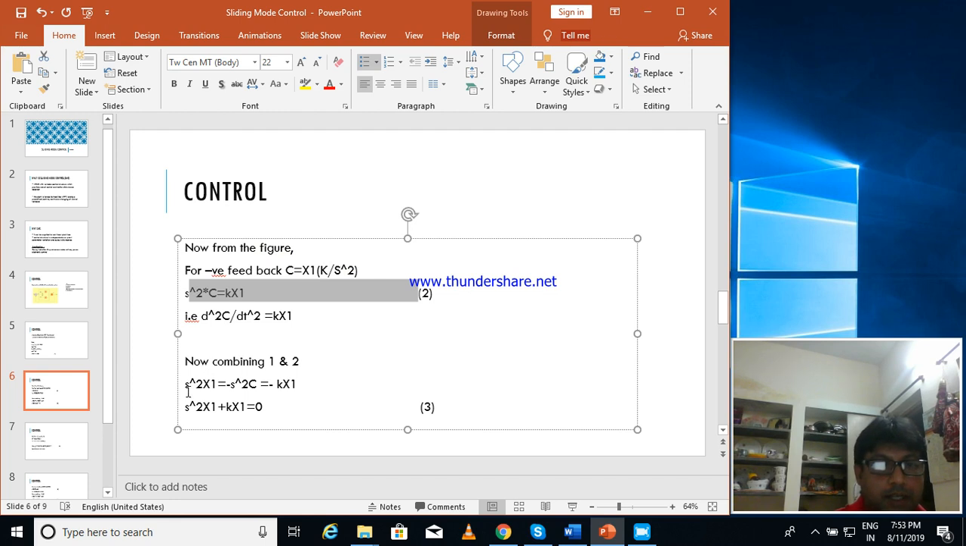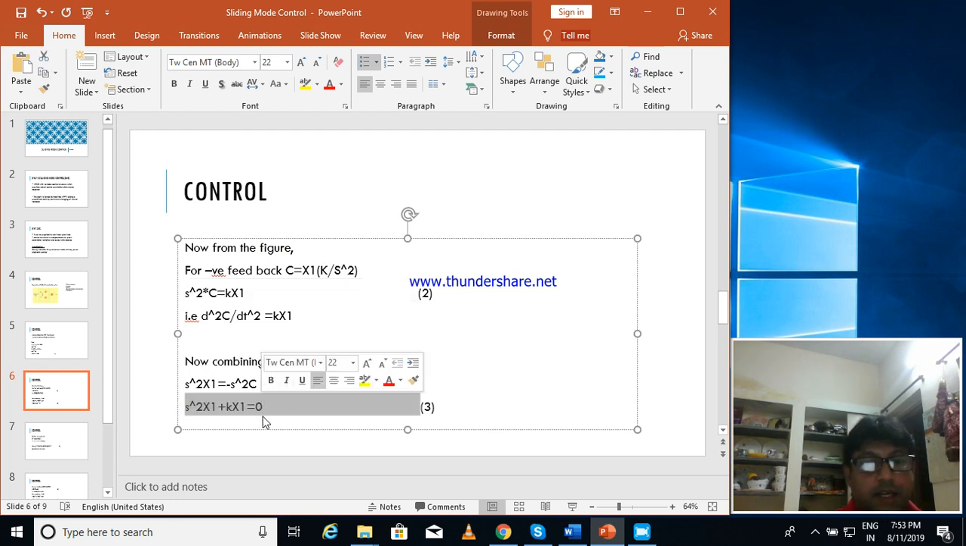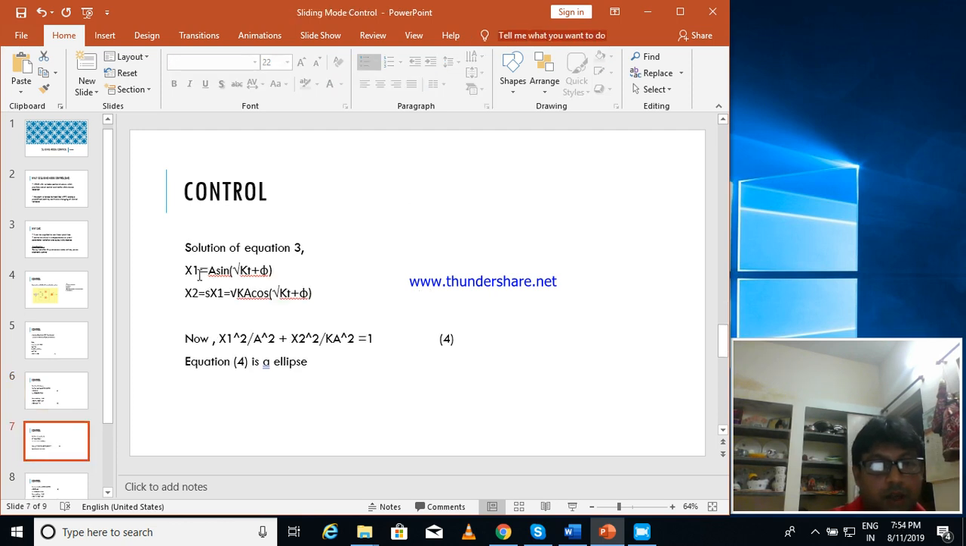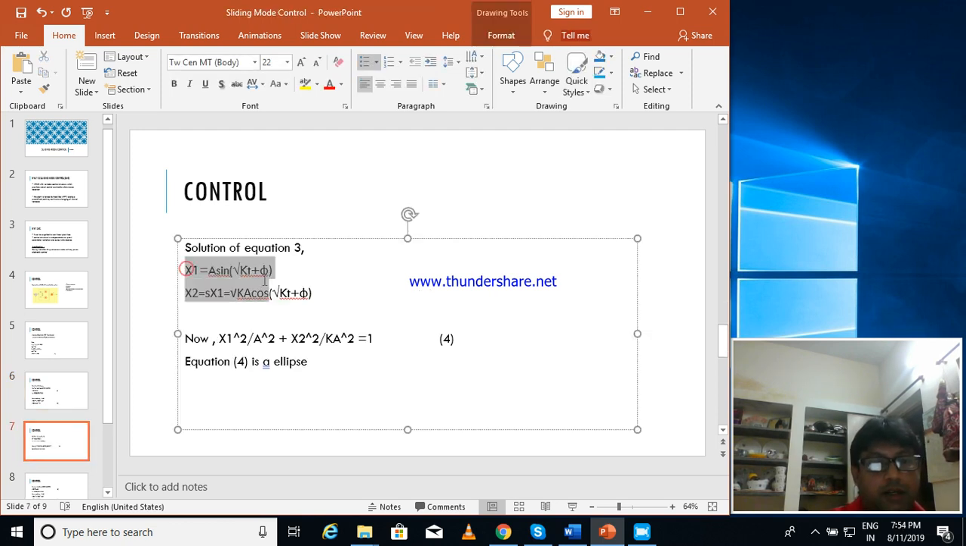now you are getting finally a second order differential equation with 0, there is no excitation. That means d2x1 by dt square plus kx1 is equal to 0. So there will be only the complementary function part, there will be no particular integral. If you solve this second order differential equation, you will get a solution like this: a sine of root k t plus phi, where a and phi are two arbitrary constants.